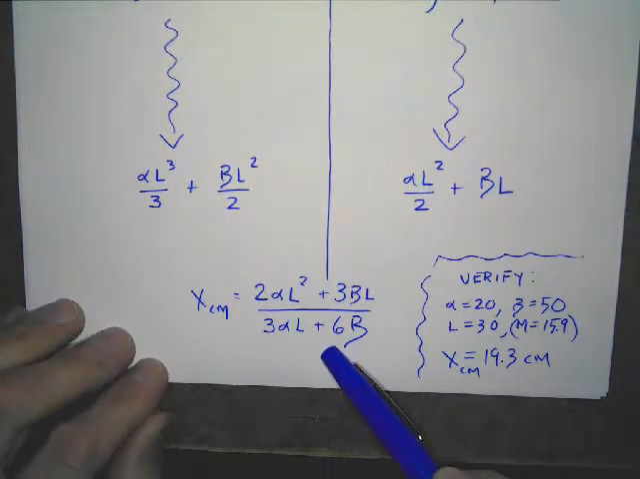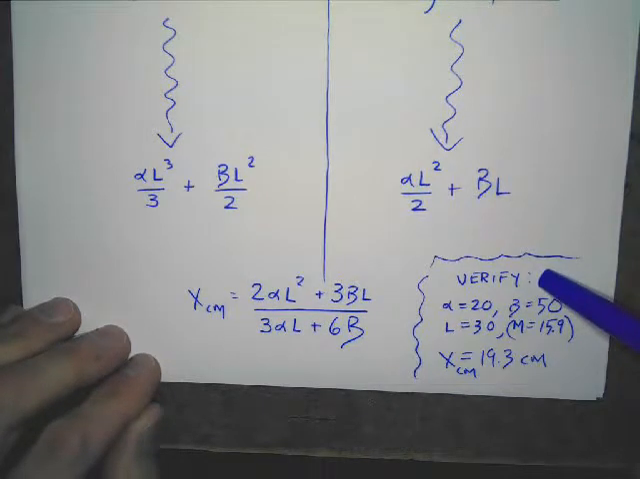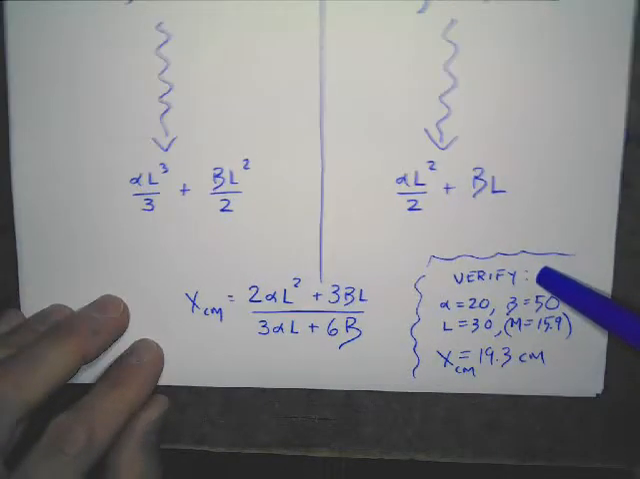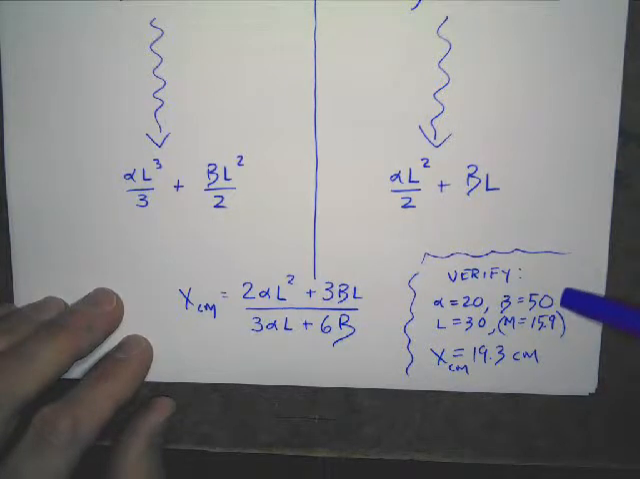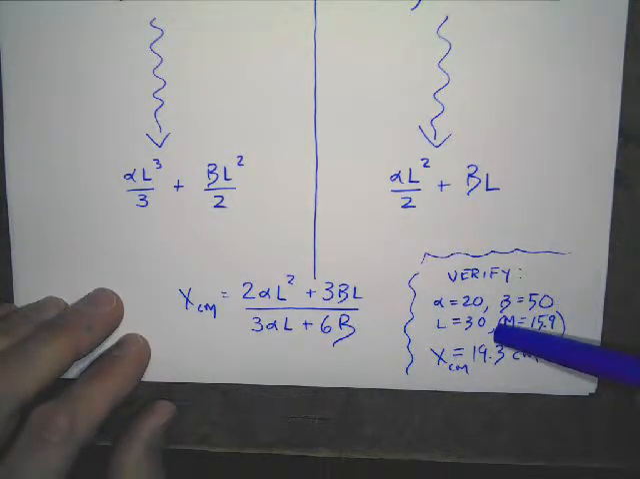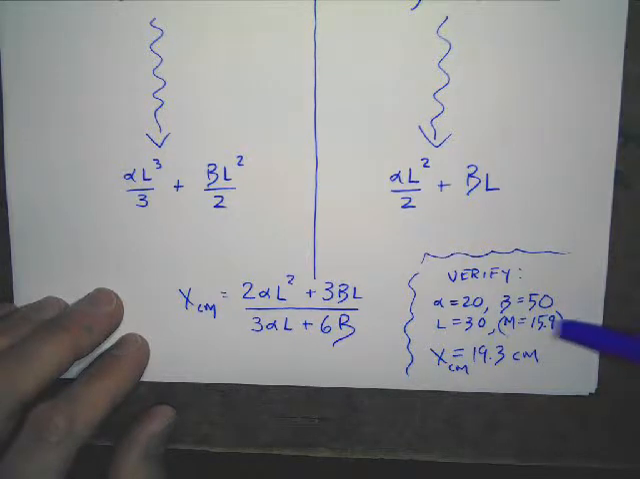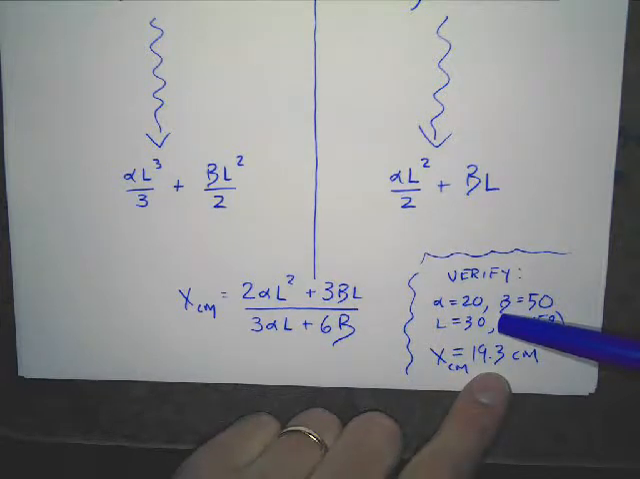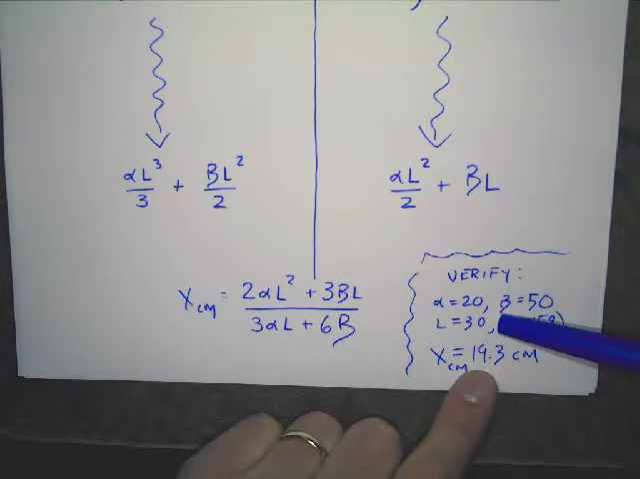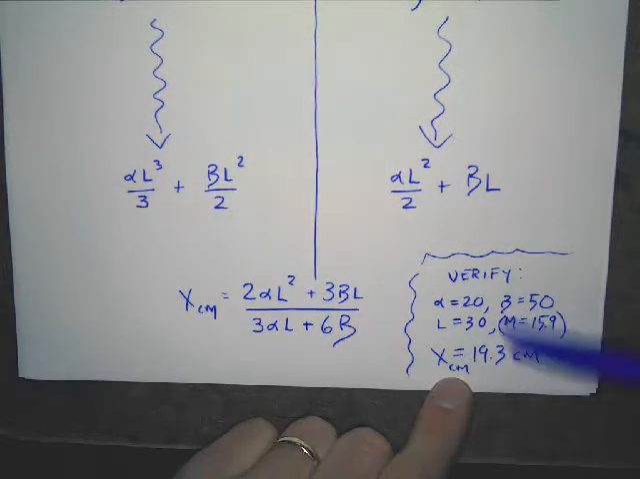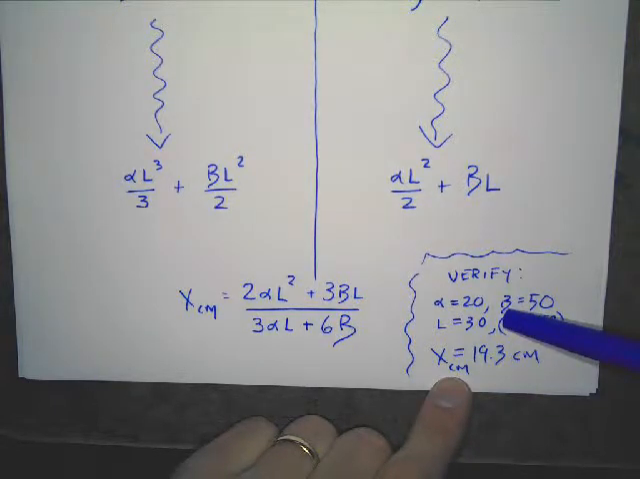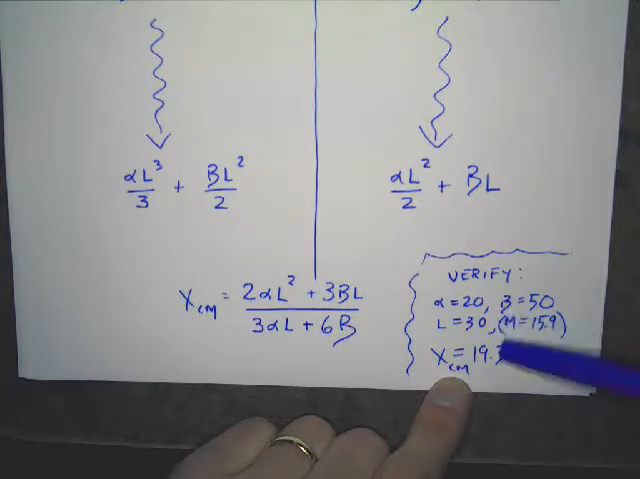Now, what you could do if you got that far and you're looking good, so you can now just verify this, and you can plug in some specific values. Make alpha 20 and beta 50 and the length 30. You don't really need the mass, but that's what it is. But if you just took those three values, you should be getting a center of mass position, which is at 19.3 centimeters. Okay, and compare 19.3 to 30. 19.3 is close to 2/3 of the way to 30. Not quite though, but it's close to 2/3.